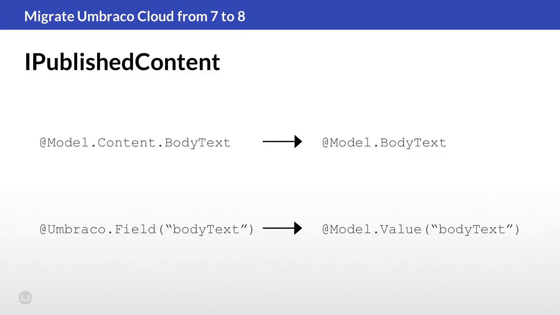The same goes for umbraco.field, which is something you might have used in your Umbraco 7 projects. This now needs to be replaced by model.value. This might seem like a lot, but don't worry. We've documented a lot of this already, and as mentioned, there are links to all of it in the description of this video.